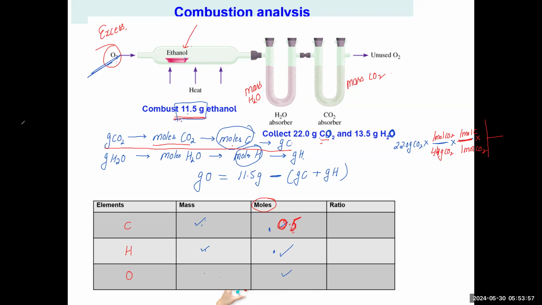Now let's work for hydrogen. Same method. Start with grams of water. 13.5 grams of H2O. Plug in the first ratio to know the moles of water: 1 mole of water divided by 18.02 grams of water. Plug in the next ratio to know the moles of hydrogen. What is the ratio here? Give me this molar ratio, moles of water to moles of hydrogen. Yes, 2 moles of hydrogen over 1 mole of water. Stop here. We need one more ratio later on. Stop here first. Get the moles of hydrogen.